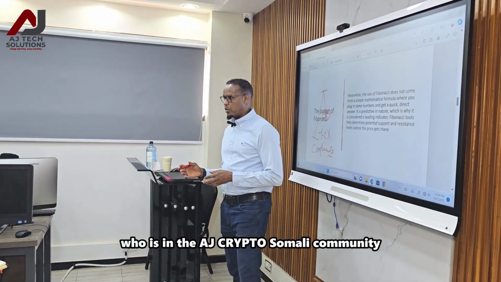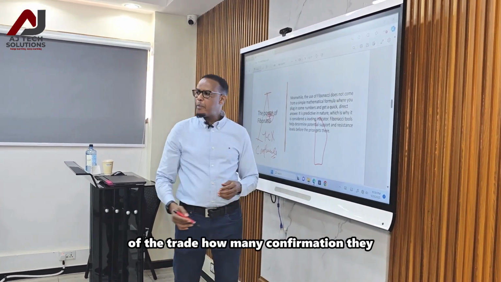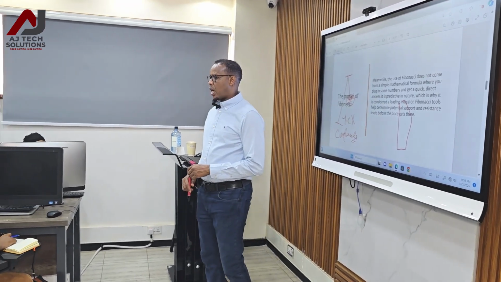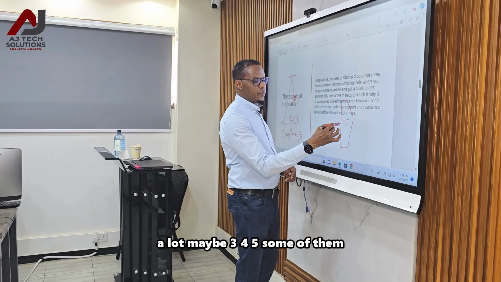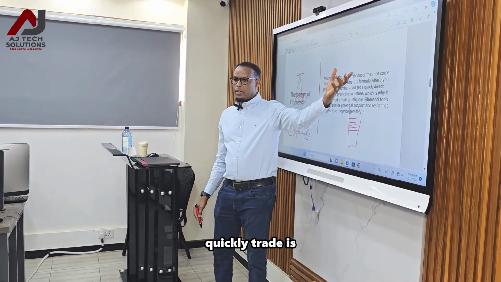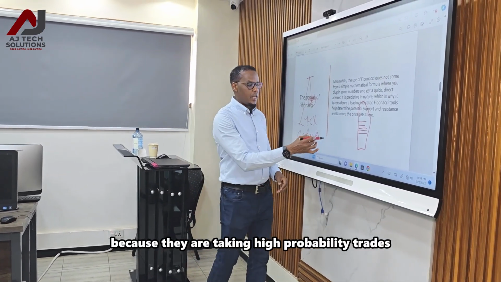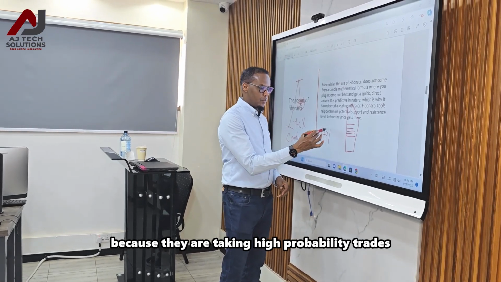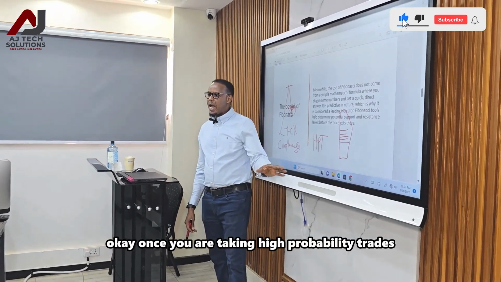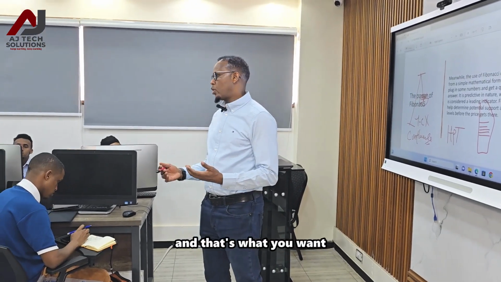Who is in AJ Crypto, the Somali community? When they put in the narrative or the bias of the trade, how many confirmations are they showing you when they're taking the trade? A lot. Maybe 3, 4, 5, some of them. And have you seen how they're making the profit quickly? Trades moving directly in the direction and taking it. Why? Because they are taking high probability trades. Once you are taking high probability trades, the winning side is more than the losing side. And that's what you want.